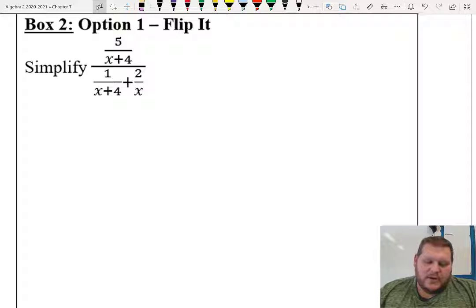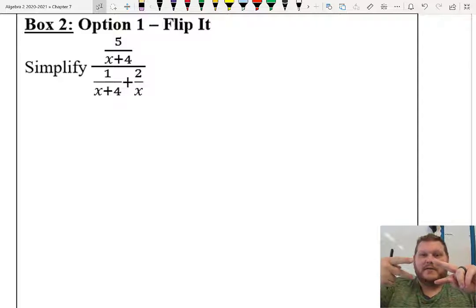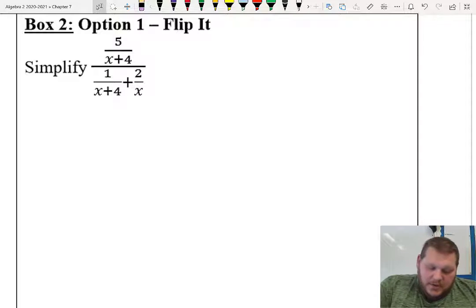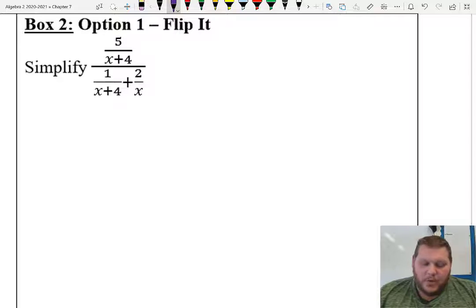So what we're going to be doing here is simplifying 5 over x plus 4, all over 1 over x plus 4 plus 2 over x. So if I'm going to do option 1 here, which is my multiply by the reciprocal, my flip it option, before I can flip it, I need to have just a single fraction over a single fraction so that I can flip it up, multiply by the reciprocal. So my first step for box 2 is going to be focused on simplifying that denominator. My 1 over x plus 4 plus 2 over x has to get added together so that I have just a single fraction in my denominator.